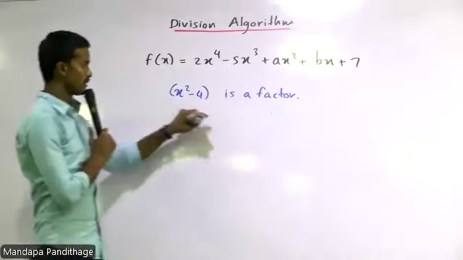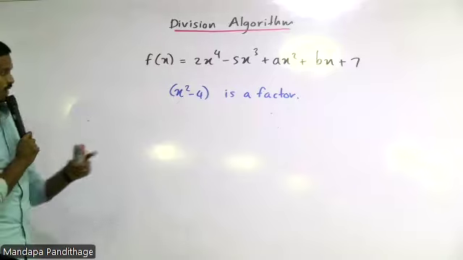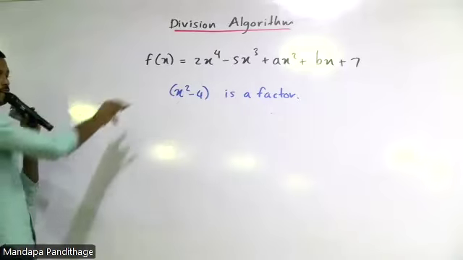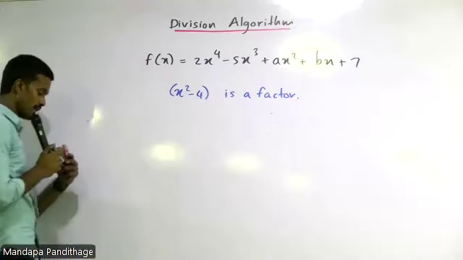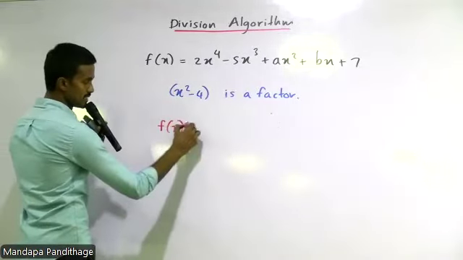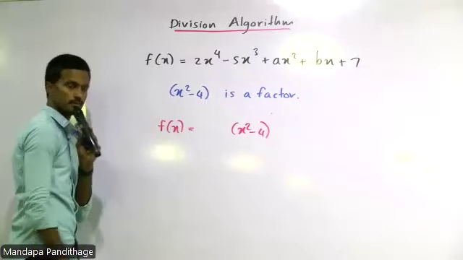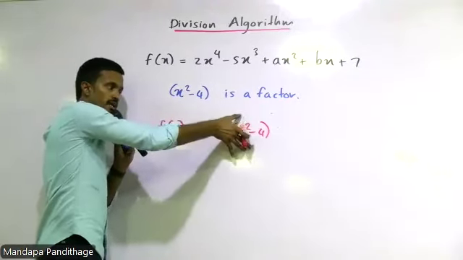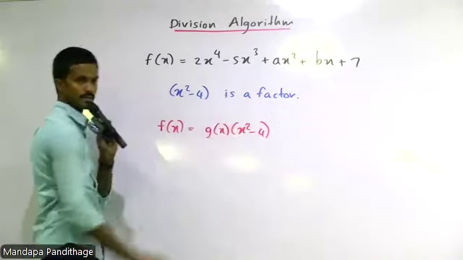Now what I want to do is write this using the division algorithm. So how can I write this? x squared minus 4 is a factor of f(x). Then if I apply the division algorithm here, I can write f(x) is equal to one factor into the other factor. I don't know that other factor, so I'm just writing it as g(x).